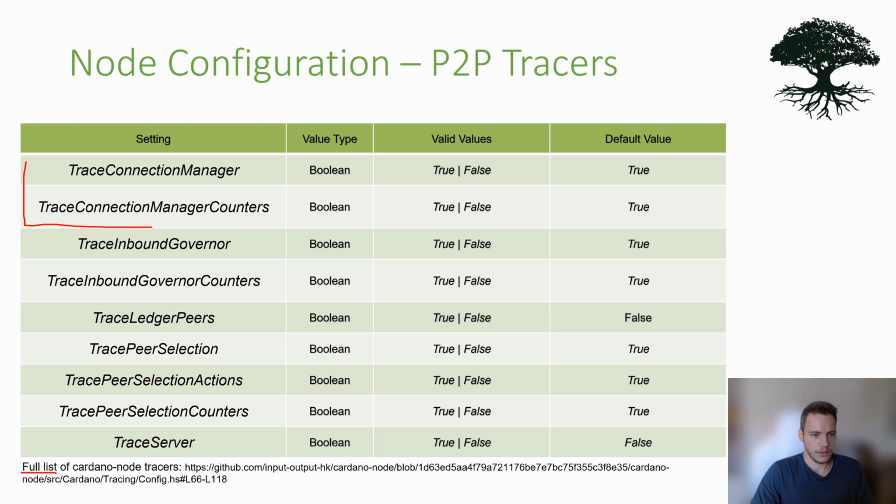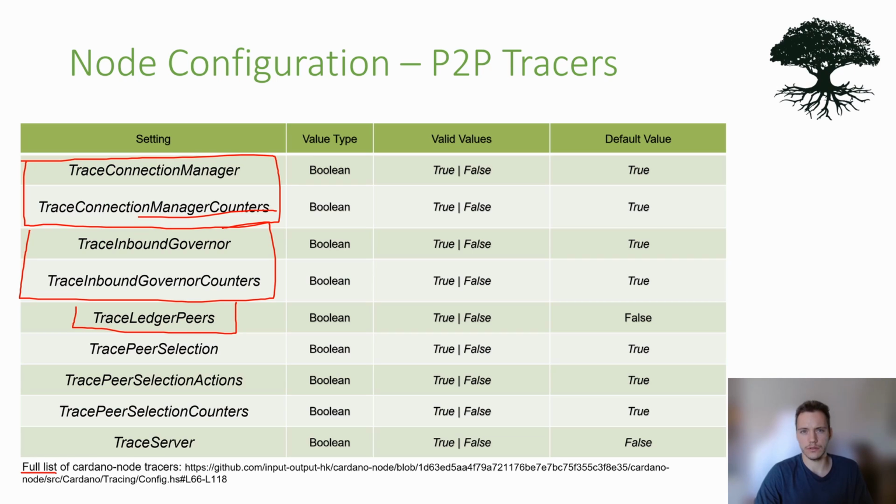So we got tracers relating to connection manager. Most importantly, the counters is going to give us the count of every connection type. Then we have some tracers relating to the inbound governor, so logs around inbound connections. We have trace ledger peers, so relating to the relays registered on chain for peer selection, and then we do have the peer selection tracer and the peer selection actions, as well as the counters.